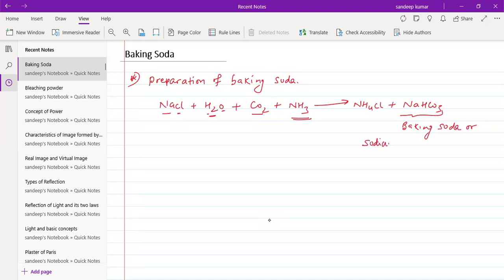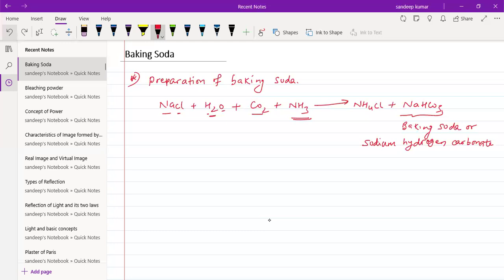Sodium chemical name is what? Sodium hydrogen carbonate. Okay. Now, in short, you can see the uses. First one, it is used to make baking powder.